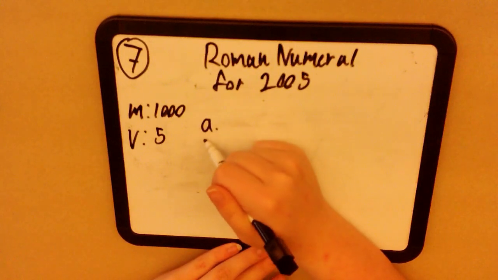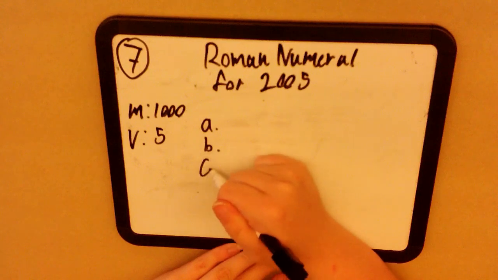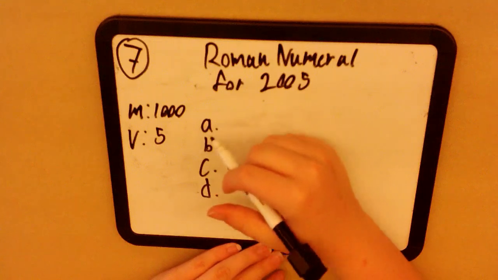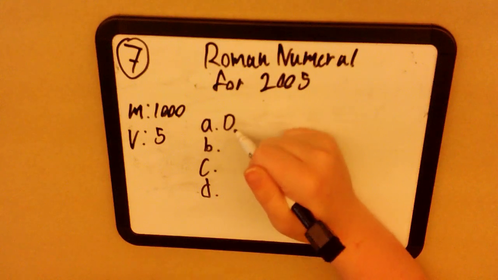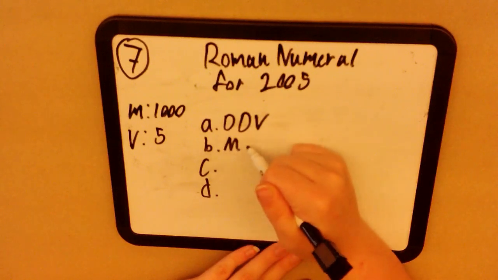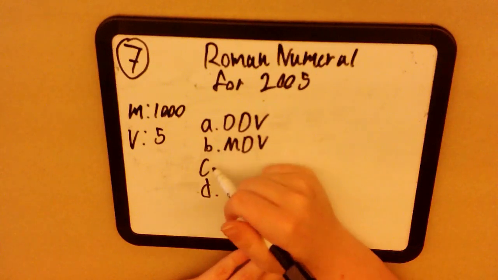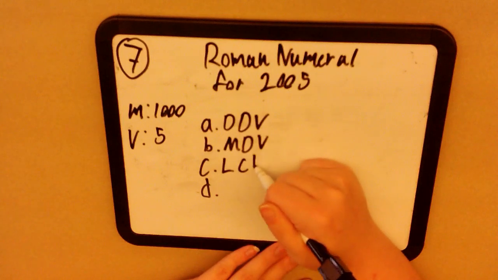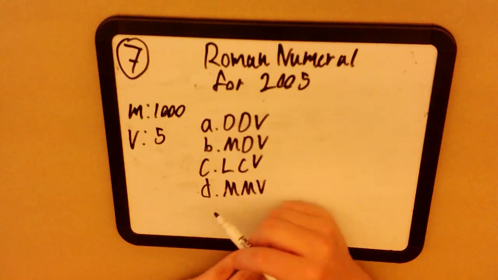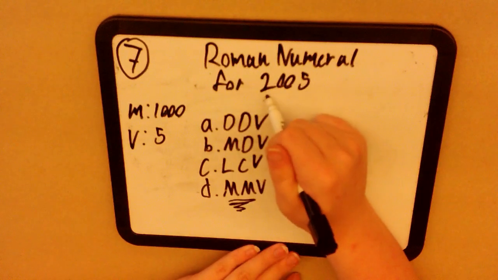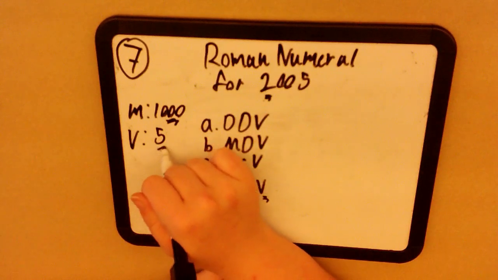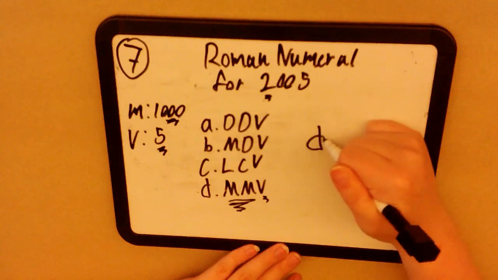And then I just write out the A, B, C, D. That's where I was mentioning last time that I didn't do it for 6, but I did it for the rest of them. And so A is going to be DDV, B is going to be MDV, and C is going to be LCV, and then D is going to be MMV. Now, automatically, we can tell that it is D because there is 2,000, which means that's going to be 2 M's, and then there's 1 5, which means that there's going to be 1 V.